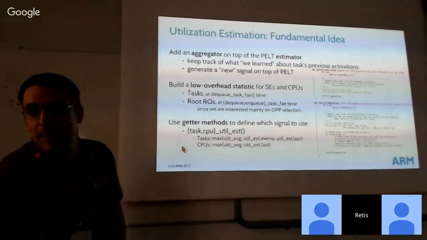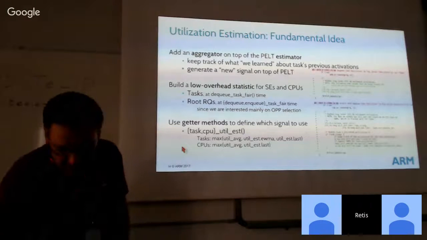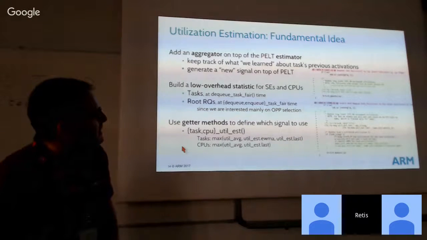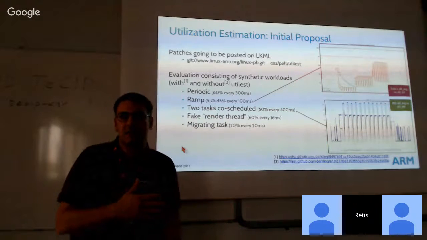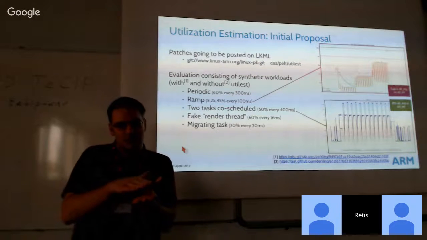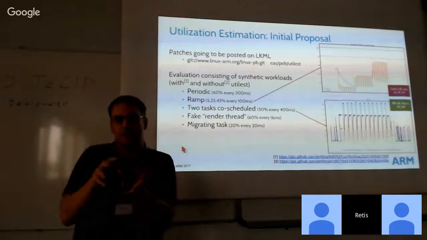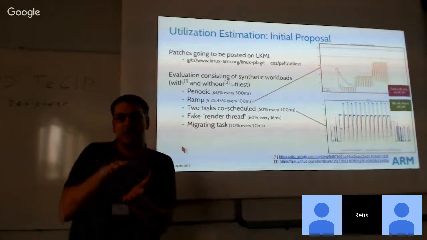Why do you have this moving average? I mean, the initial implementation was just with last. The idea is to show that we can try to build more refined or evolved heuristics on top of these getter functions.